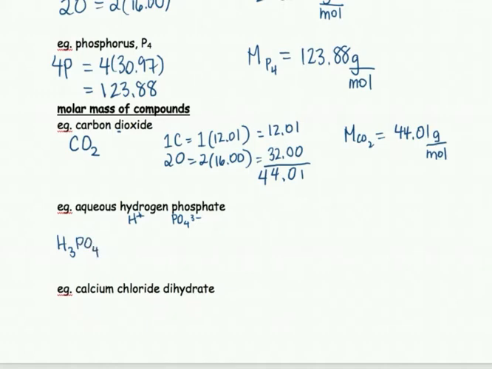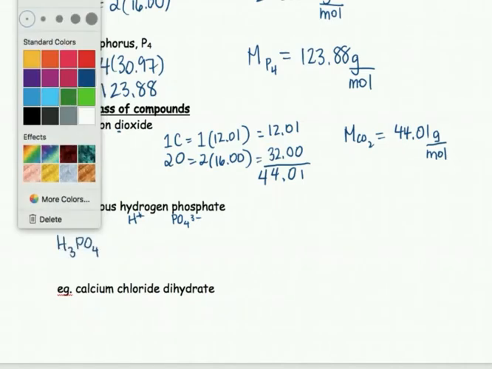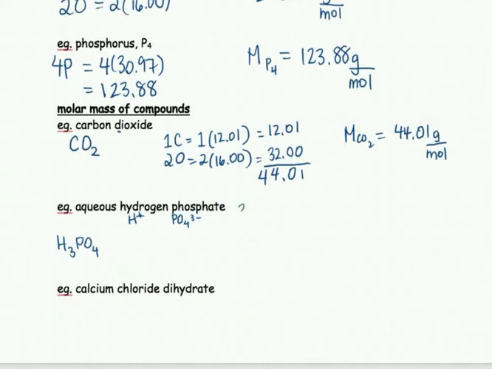So 3 hydrogens. Let's write this out here, using a different color. We have 3 hydrogens, 1 phosphorus, and 4 oxygens. Again, take your time and make sure you're doing these correctly, because the molar mass is used in a lot of calculations in this unit, and if you are not calculating this correctly, it will throw off a whole page of work. So it's important to make sure you're doing these correctly.